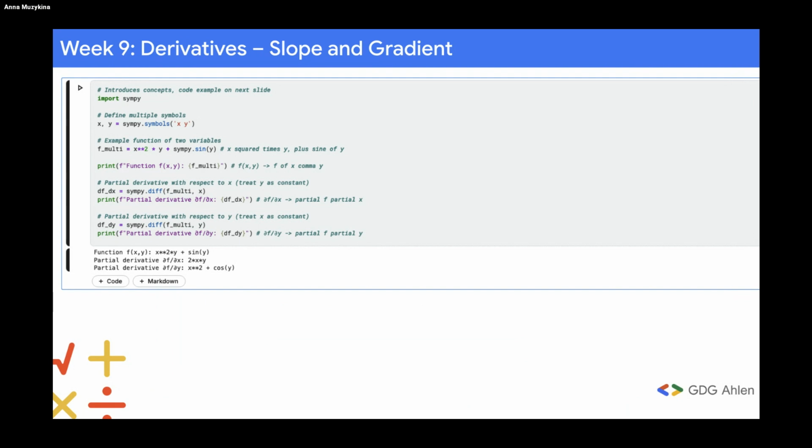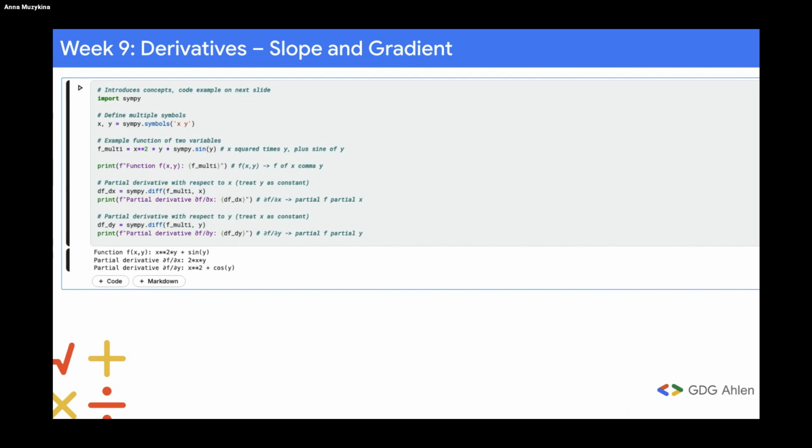To find the partial derivative with respect to y, we use sympy.diff of f_multi and y, where sympy treats x as a constant, giving x squared plus sympy.cos(y). The derivative of y is 1, and x squared is a constant multiplier. The derivative of sin y with respect to y is cosine y.